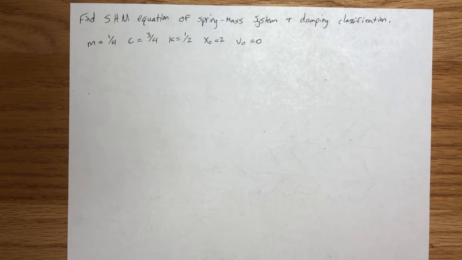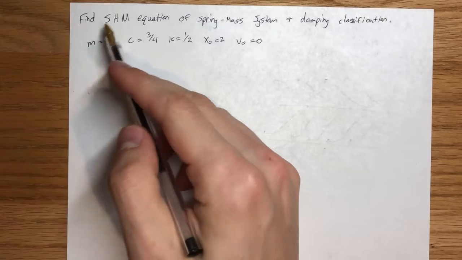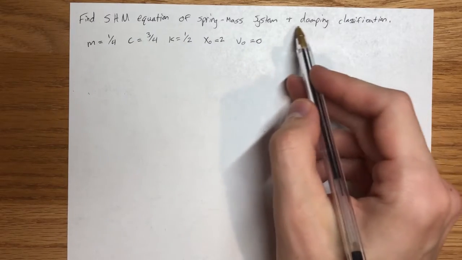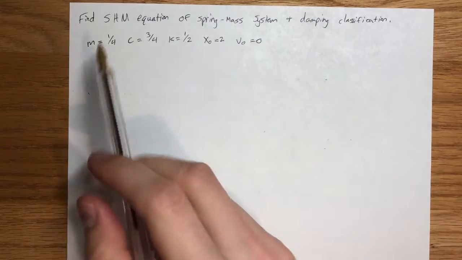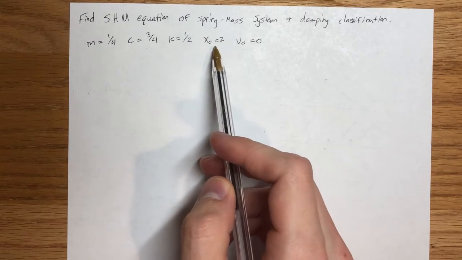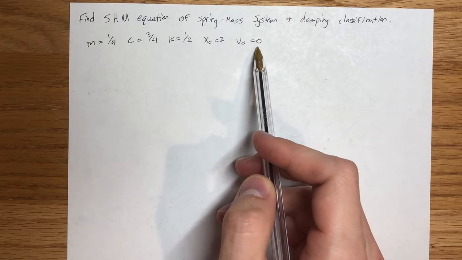This one will probably be a little bit longer because it's a spring mass example, and those tend to be kind of complicated. So for this one, we want to find the simple harmonic motion equation of a spring mass system and the damping classification, given that m equals 1/4, c equals 3/4, k equals 1/2, x of 0 is 2, and v of 0 is 0.